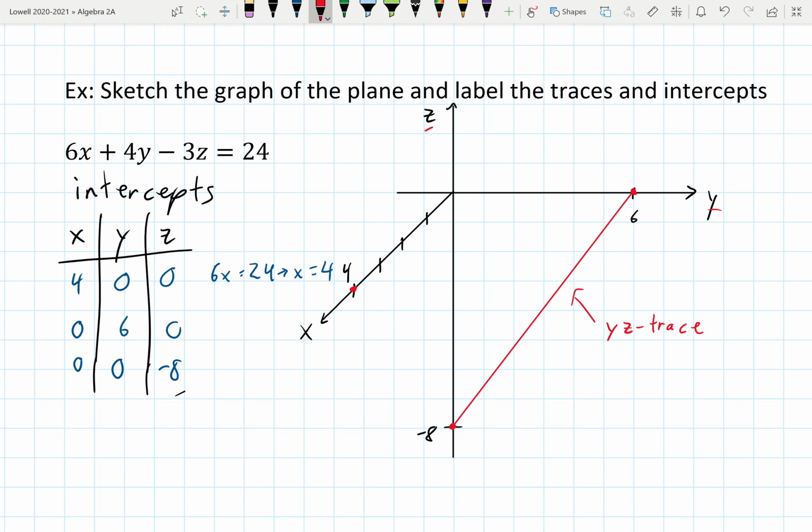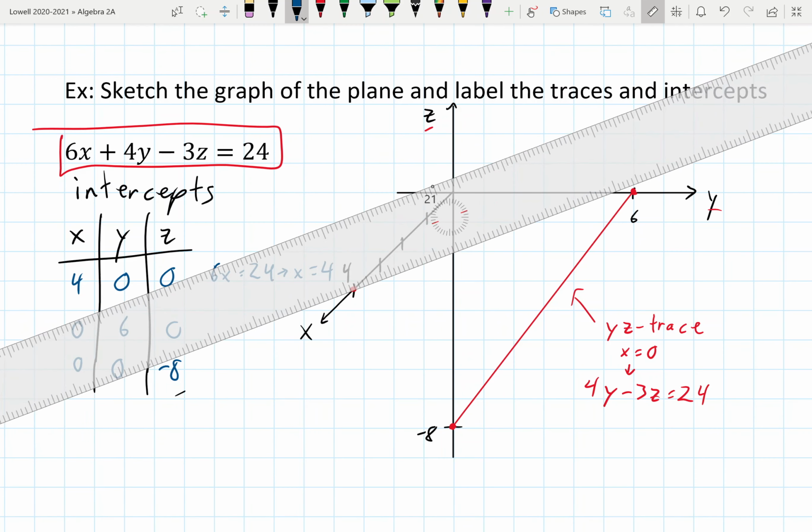Now, to actually get the equation of the YZ trace, remember, the YZ trace is just where the plane crosses the YZ plane. Again, our plane is this one, and it crosses the YZ plane through this line. So to find that, well, it intersects the YZ plane, which is where x equals 0. And so if I just change the equation now by substituting 0 in for x, the equation of this line is just 4y minus 3z equals 24.